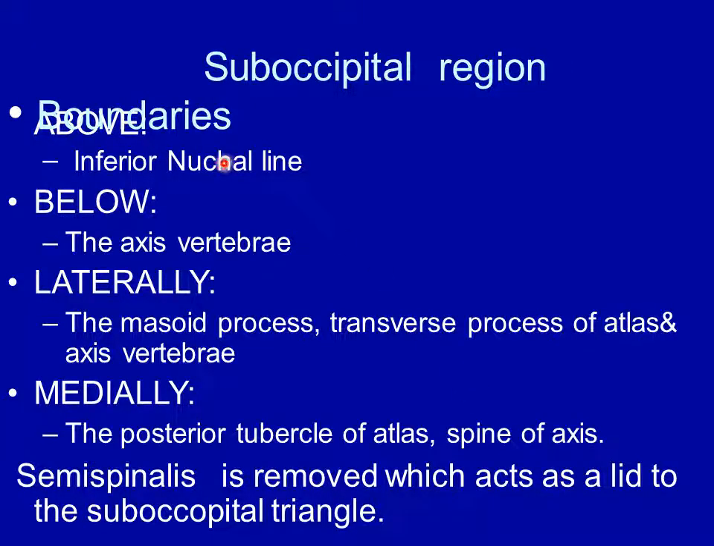So the suboccipital triangle is located between the occipital bone and the posterior part of C1 and C2, deep to the trapezius and semispinalis capitis muscles. Okay. It is deep to the apex of the posterior triangle of the neck.